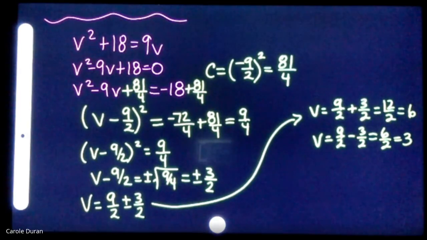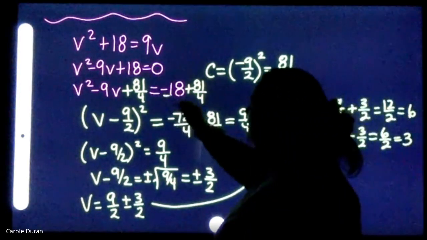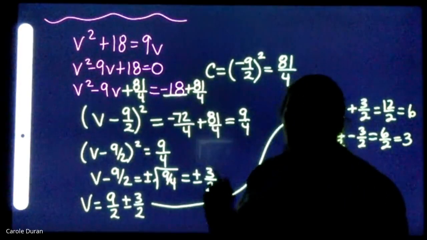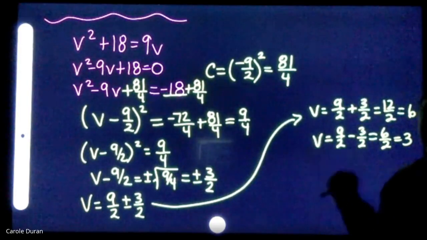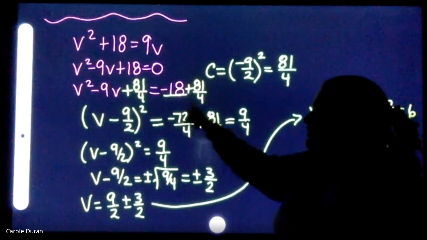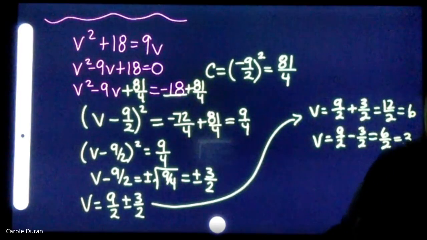Questions, concerns, or issues? How did I get negative 72 over 4? I took this negative 18 right here, and I multiplied it by 4 and then put it over the 4 denominator that I required. So negative 18 times 4 is negative 72, and then 4 was the denominator I was desiring.